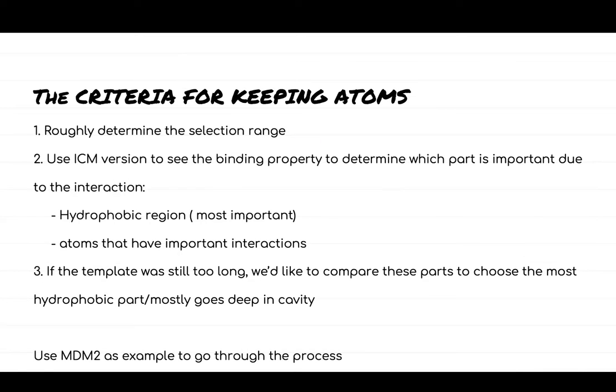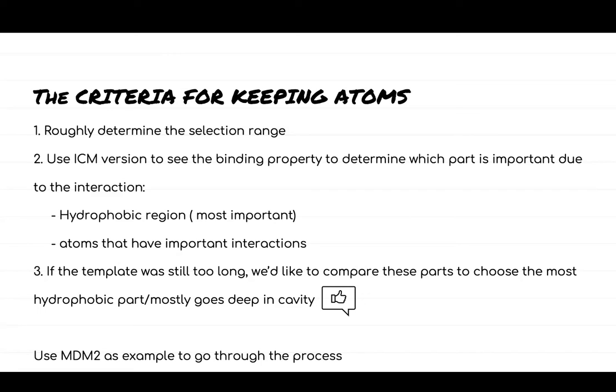Okay, so let's roughly read through the process. Firstly, roughly determine the selection range. Then use IC inversion to see the binding property to determine which part is important due to the interaction. Hydrophobic region, the most important. Atoms that have important interactions. Lastly, if the template was still too long, we like to compare these parts to choose the most hydrophobic part or the part that mostly goes deep in the cavity.